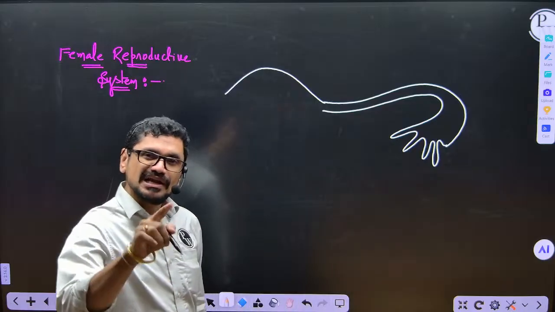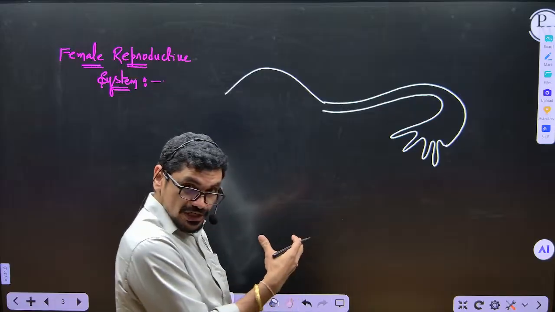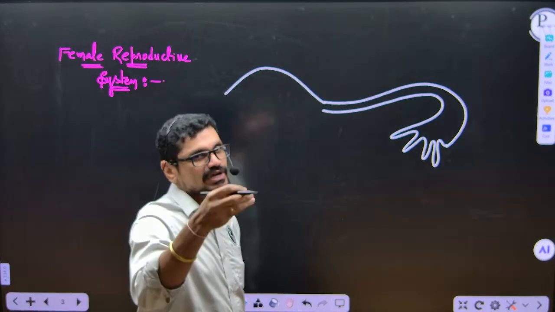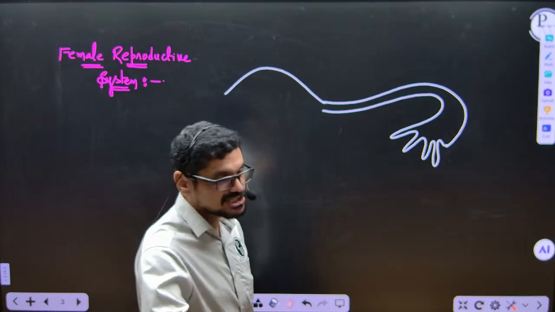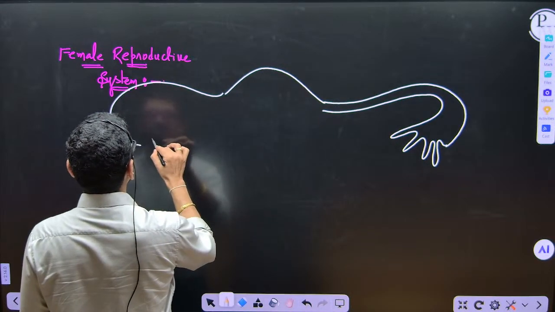Especially for the male reproductive system and female reproductive system, we have to draw the diagrams. I should turn towards the board for more time than in regular classes, regular explanation. Okay, don't think the teacher is always turning towards the board. Don't pass the time.